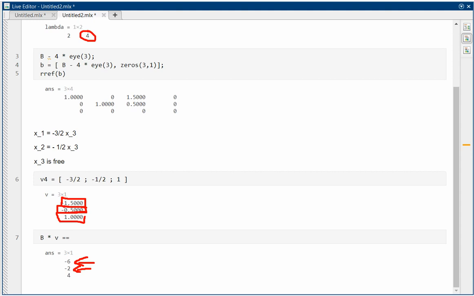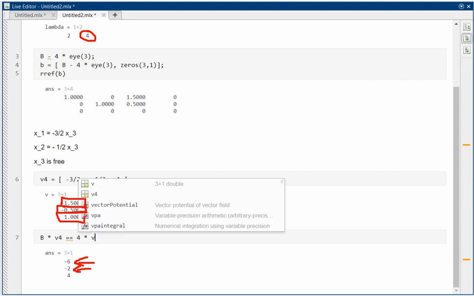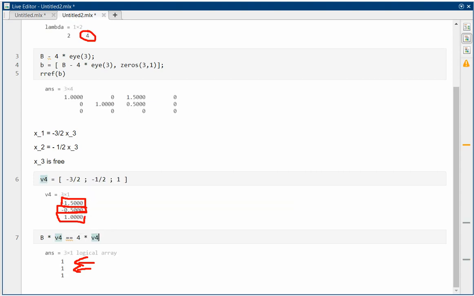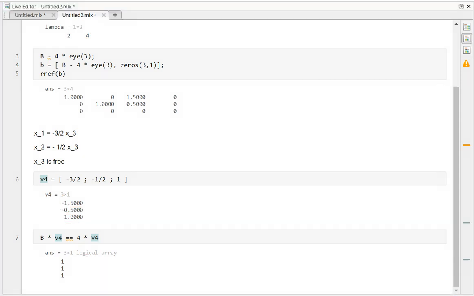And remember, I can double check this by doing B times v4 equals 4 times v4. Boom. And my logical array is all 1s, so I know that this is a true statement. So I know that 4 and v4 are an eigenvalue-eigenvector pair. Now, I'll just say this, a lot of times we clear the denominators.